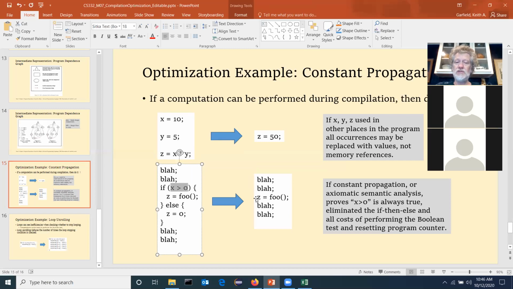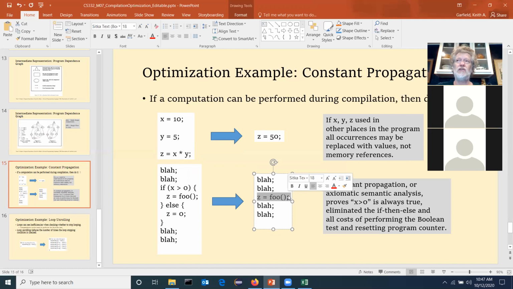In this case, you could do static binding, and you could say, well, we know that the true branch is going to be executed, so I'm going to get rid of the if then else, and I'm just going to put the true branch in there. Now, you may not be able to do that. Most of the time, you can't do that, but sometimes you can.